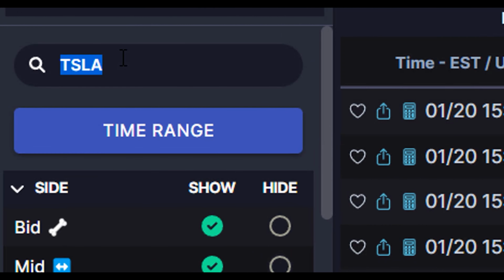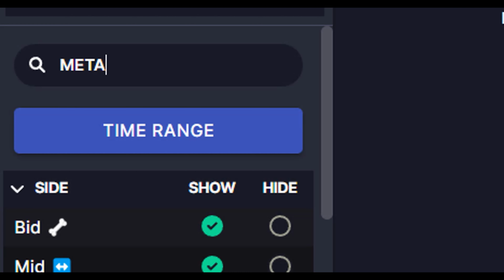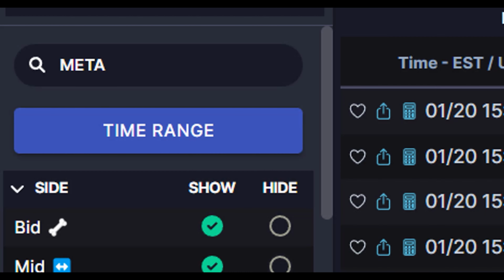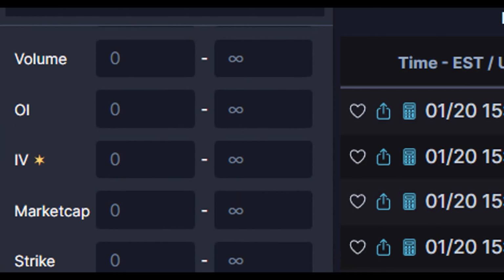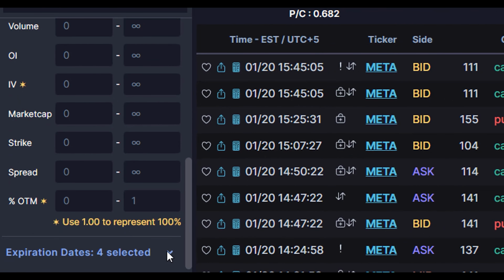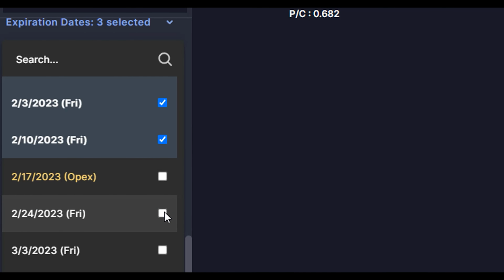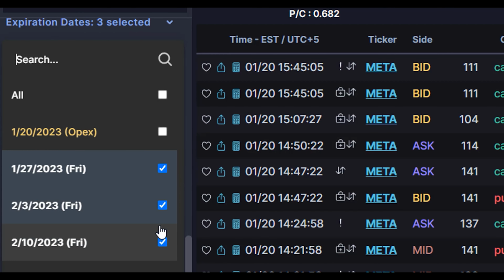And we could type in something like Meta, right? This was a trade that I recently did in the Push and Profit private group, so it's just fresh in my head. And so we'll scroll down. We'll make sure that we have the right parameters, 5,000 or 50,000. And then we'll look at the expiration dates, and we'll just unselect the 24th, right? Because I think that's a little far out. We'll just say, okay, the 27th of this January, then the 3rd and the 10th, right? We'll just filter that out.